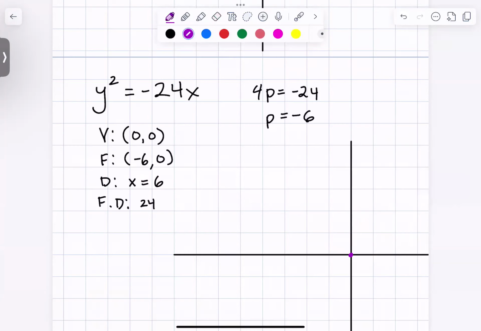So my vertex is 0, 0. My focus, I'm going to make every unit 2 units. So that's -2. That's my focus here. My directrix is x equals 6 right here.